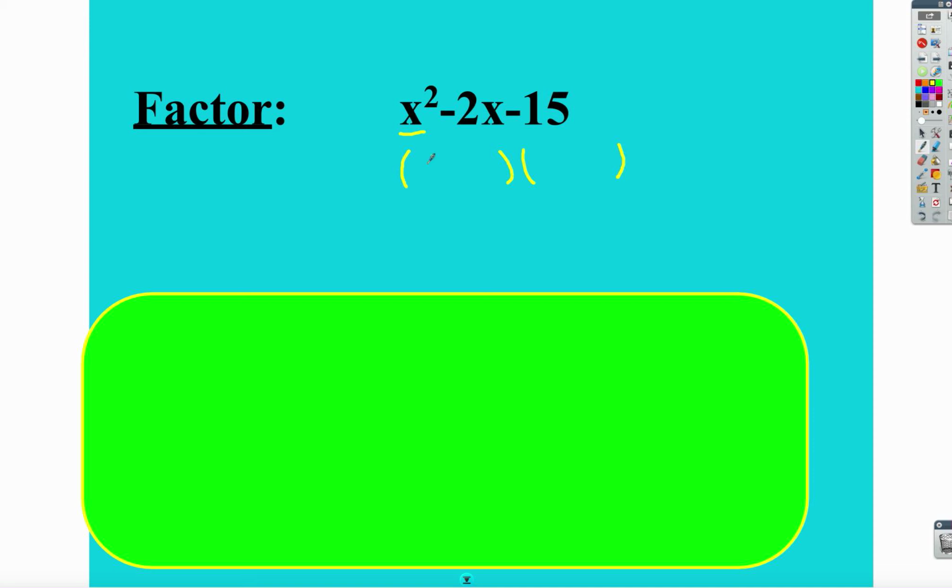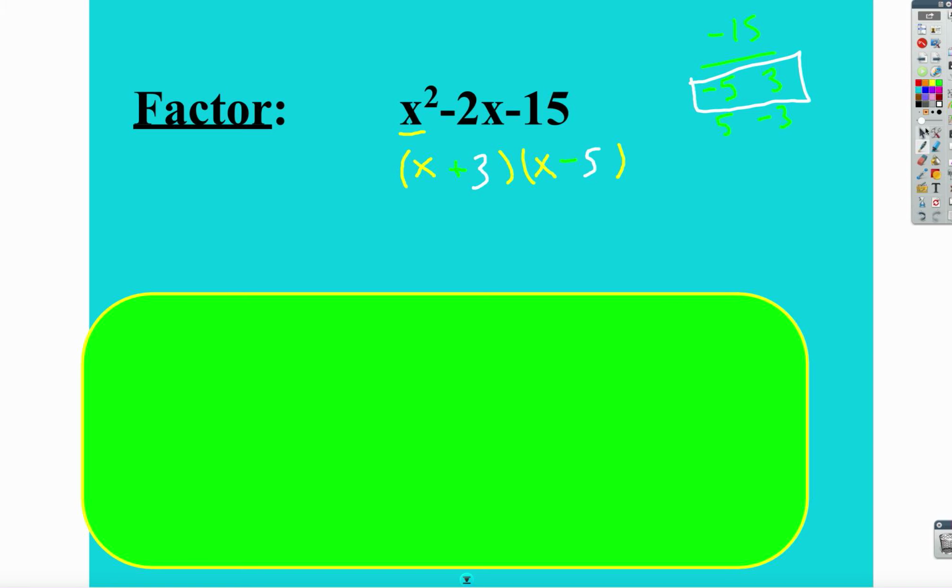So I think what times what would give me x squared, and the only possibility is x times x. I know this needs to be a positive times a negative to get a negative 15. And then I think of all the things I could multiply to get negative 15. So negative 5 times 3, 5 times negative 3. I could keep going, but I don't need to. I want those to combine to give me negative 2. And so I know it's going to be minus 5 plus 3. And that problem is complete.